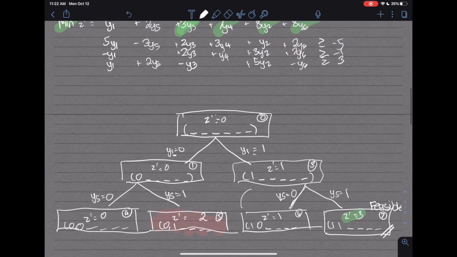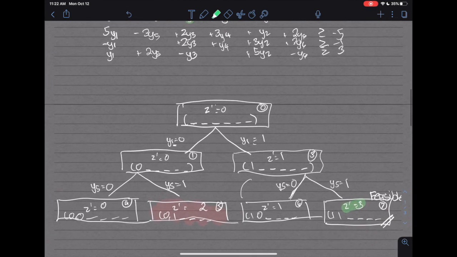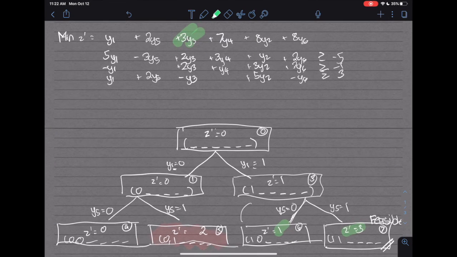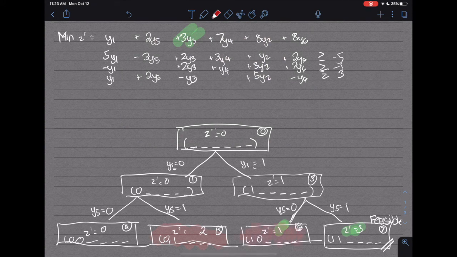Next, let's check node 6. Possible next values for node 6 is, again, y3 to get a value. And if y3 gets a value, z prime will get a value of 1 plus 3. Z prime will get a value of 4. Again, 4 is not less than or equal to 3. Therefore, any other branch that branches out from node 6 will be inferior to node 7. Therefore, we can also fathom it because of inferiority.